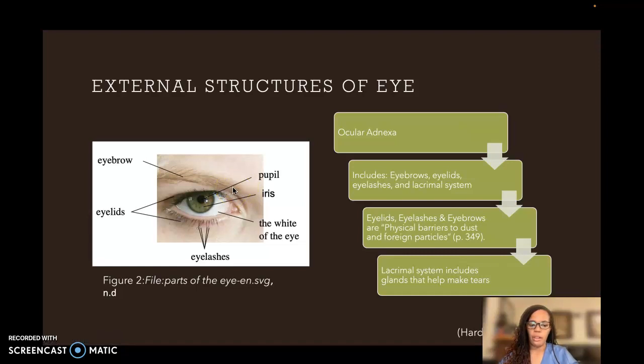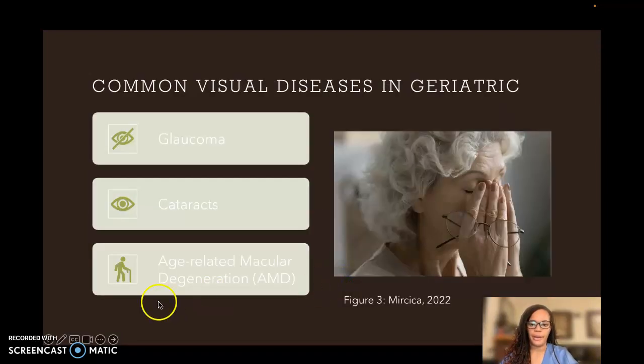And then your lacrimal system includes glands that help make tears. So you have a gland right here, and then you have another gland at the top. So if you get dust or something in your eye, your glands will start producing those tears to help clear it out. So those are very important external structures of the eye.